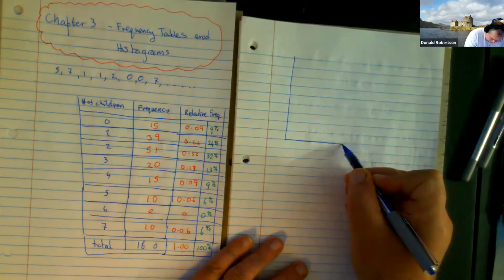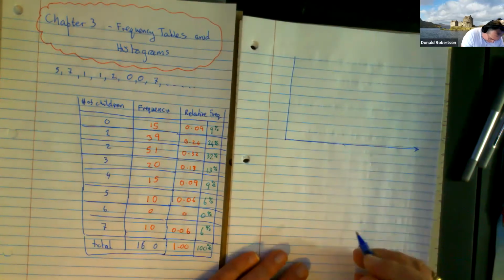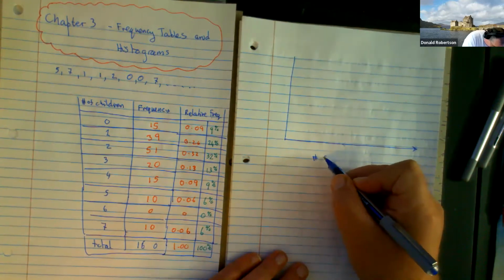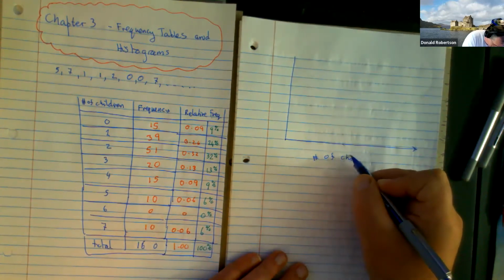Now, if you want to create a histogram, it will look something like this. Along the bottom, you would put whatever the label is. In this case, it's the number of children in the family.